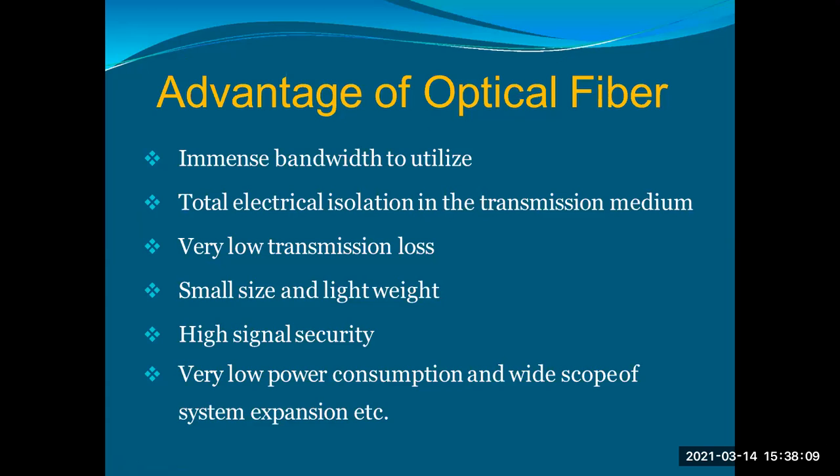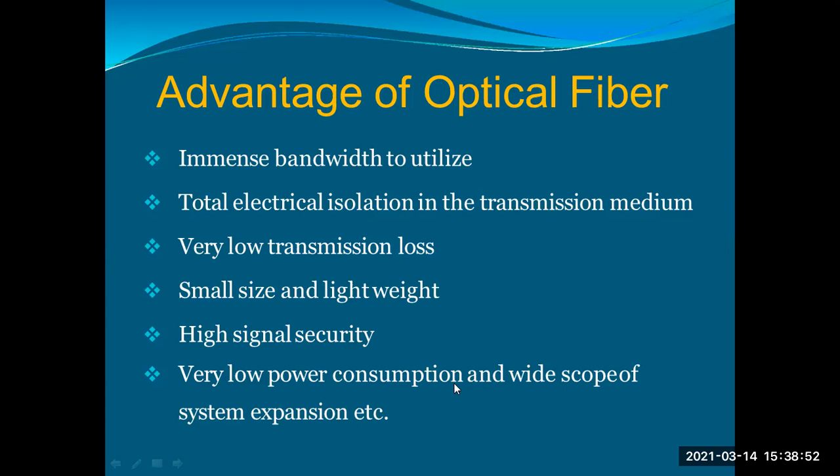Here, what are the advantages? Due to its bandwidth, it utilizes immense bandwidth. For example, take cable channels: at a time you can view hundreds of different channels. That resides in a frequency range, which we call bandwidth, and there is very little loss compared to normal metallic cable or copper coaxial cable. The fibers are very small, lightweight, and offer high signal security. We just discussed the advantages of optical fiber.